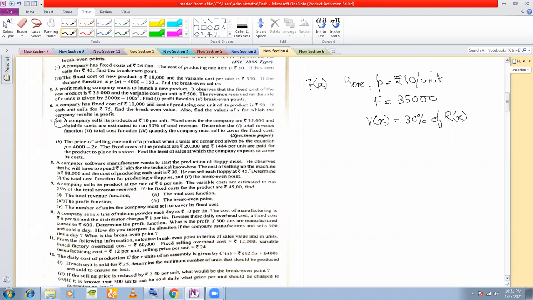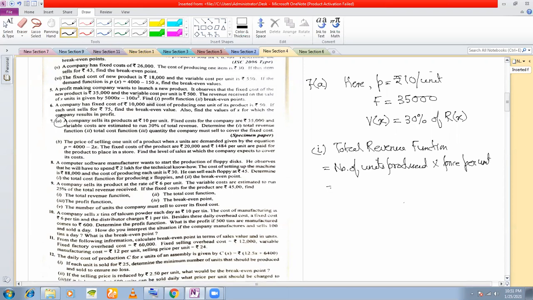So now let us see what we have to answer. The first question is the total revenue function. How do you determine the revenue function? The number of units produced is X, and then 10 into X rupees. Number of units produced into price per unit.